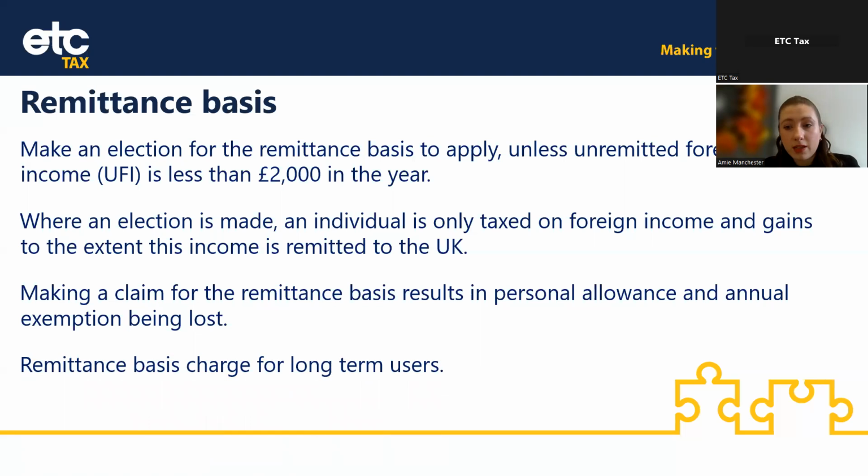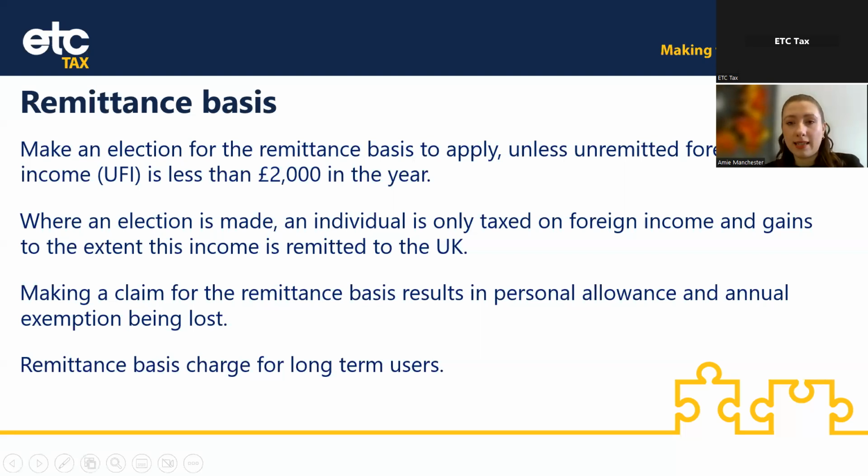There is a remittance basis charge for long-term users. A long-term user we would class as where an individual has been a resident for 7 out of the 9 previous tax years. It is £30,000 to claim the remittance basis. And that £30,000 is just an additional tax charge on top of any tax liability. So for example, if the client has £10,000 of pay-as-you-earn to pay, the £30,000 will literally go on top of that and the total will be £40,000. So basically HMRC make it less favourable for those individuals that continue to claim remittance basis.